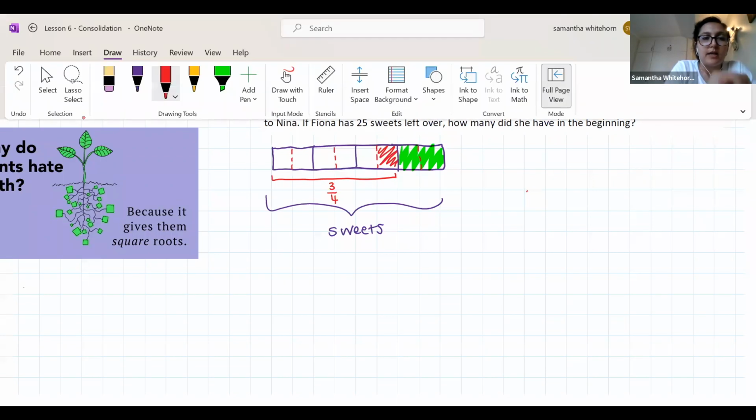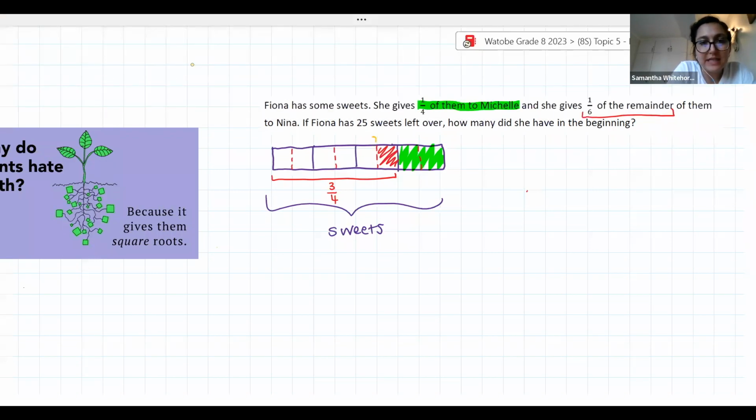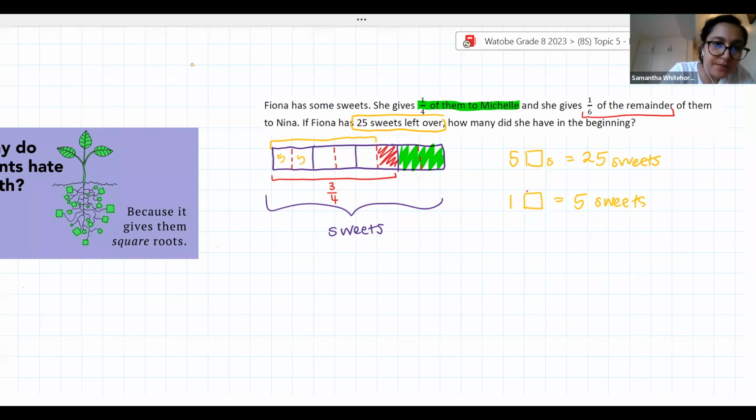What that is then saying to me is that these 5 blocks are the sweets that Fiona had left over. So 5 blocks over here represent the 25 sweets that she had left over. What that then means is I can work out what 1 block is. If I divide both of those by 5, I get that 1 block represents 5 sweets. And so every block that I see here is 5 sweets that Fiona had.